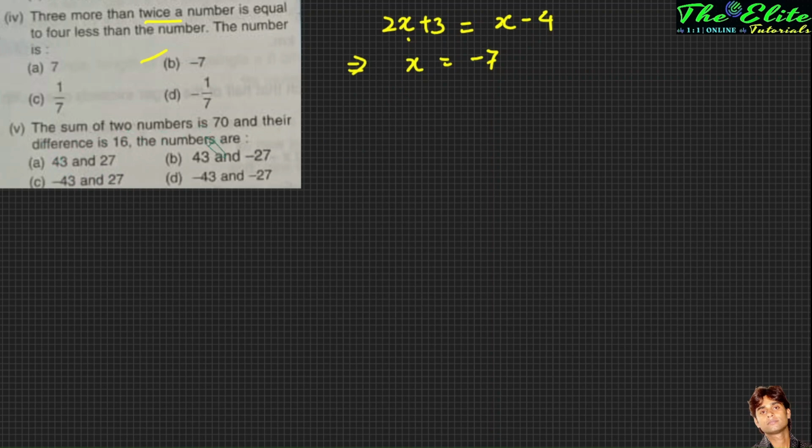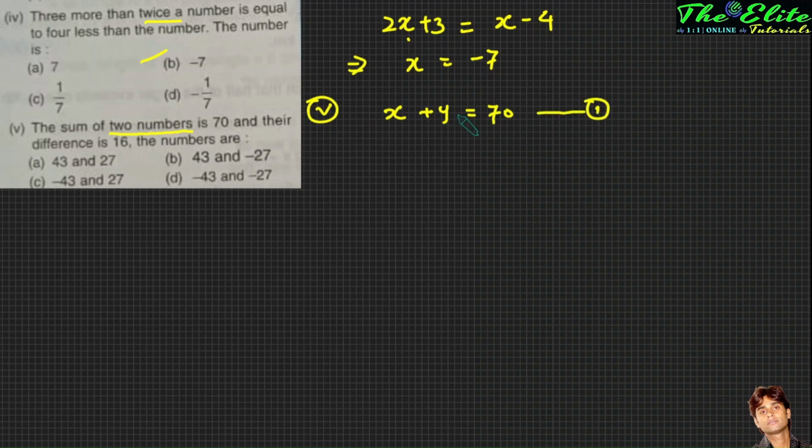The sum of two numbers is 70 and the difference is, again you will do the same. They are not saying the sum of two consecutive numbers, or two consecutive even numbers, or two consecutive odd numbers. It is simply written two numbers, and both numbers are unknown. So one number you will consider as x in variable form and another as y. Clear? So x plus y will be 70. This is your equation number 1.